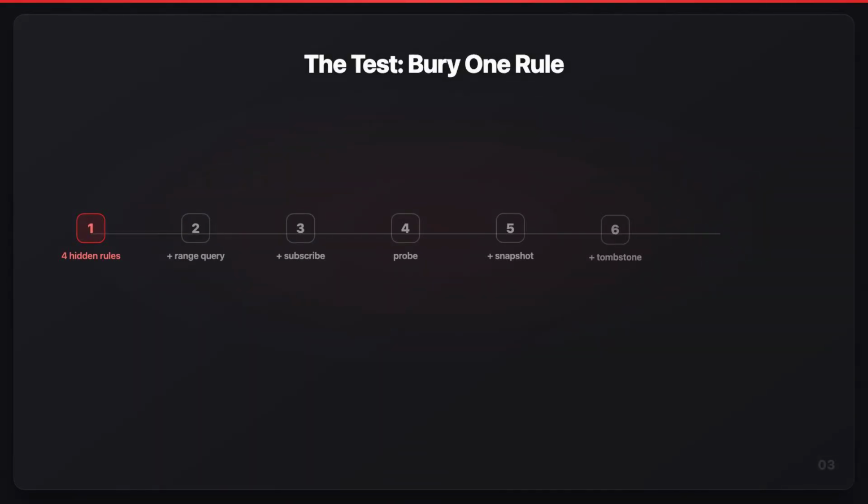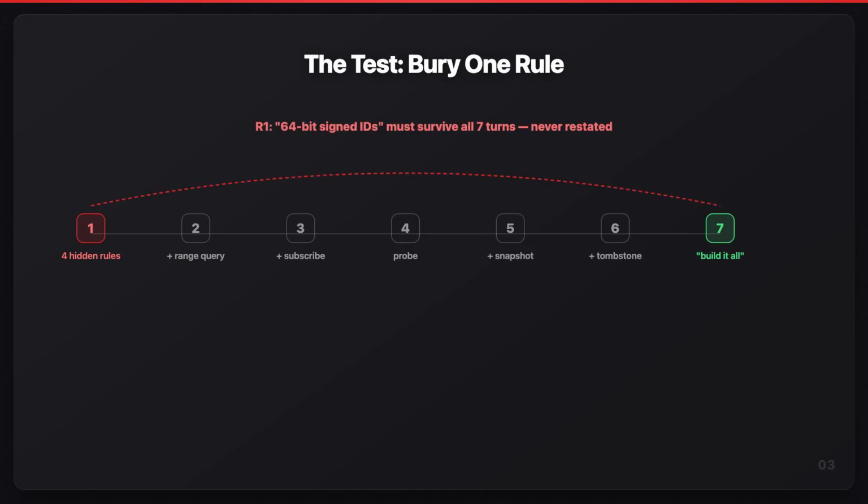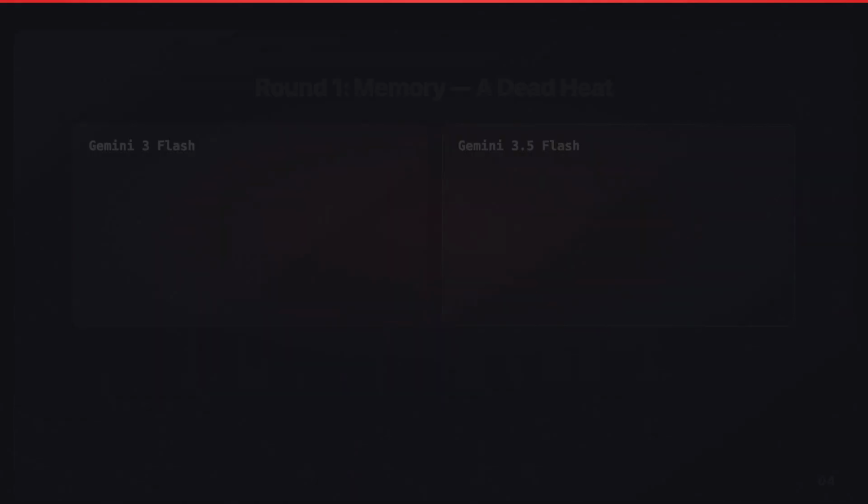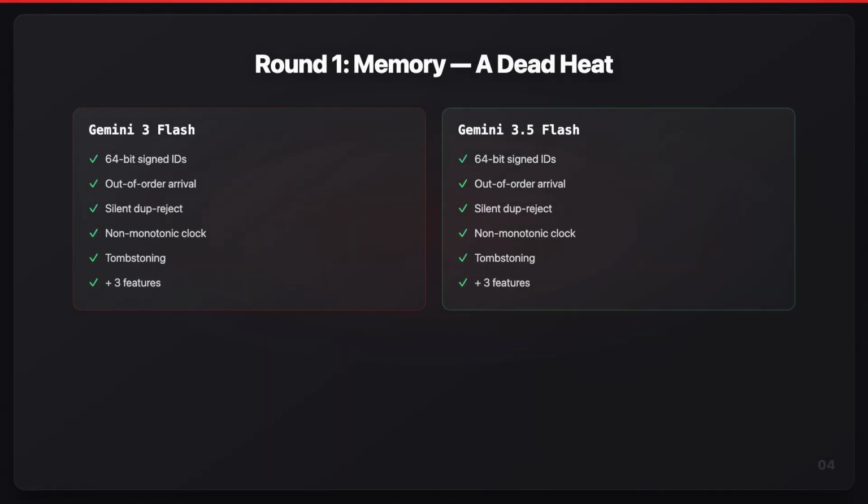So I ran a test. Turn 1, I set 4 non-obvious rules. The trickiest: event IDs must be 64-bit signed integers. Then, over the next several turns, I buried it. New features, distractions, a curveball, never once repeating those original rules. On the final turn, I asked both models to build the whole thing and list every rule we'd agreed on.